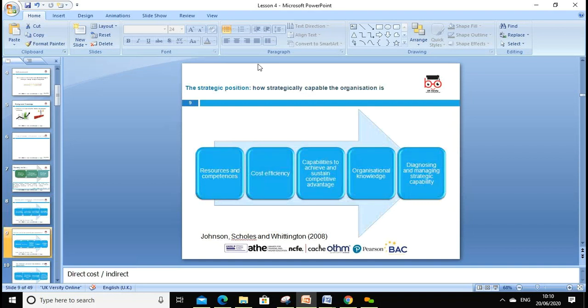Next, we need to look at resources and competencies. What resources and what competencies do we have? We need to look at cost efficiencies. We need to focus on capabilities to achieve sustainable competitive advantage. Whatever we are doing, why are we doing it? Because we want competitive advantage. We have our competitors and we want to sustain longer. Organizational knowledge, we need to focus on diagnosing and managing strategic capability.